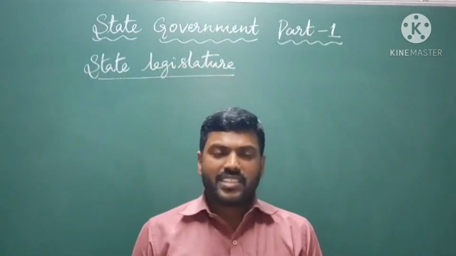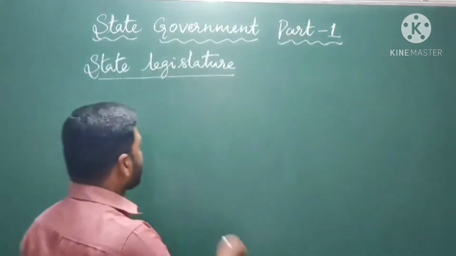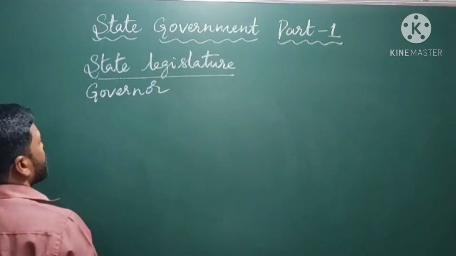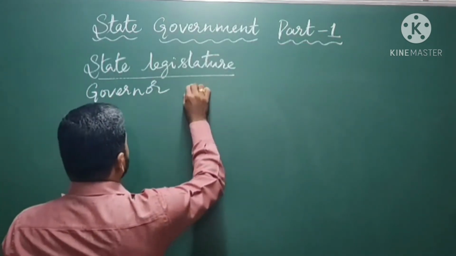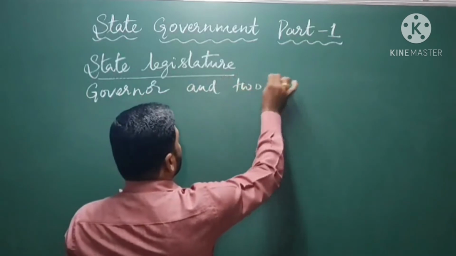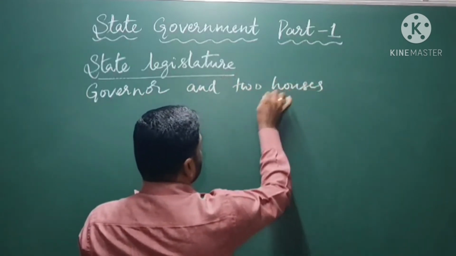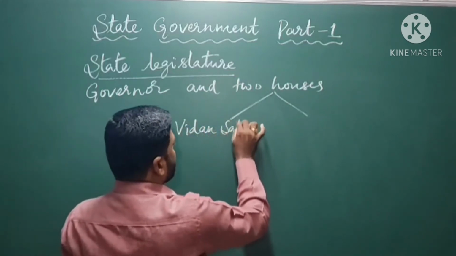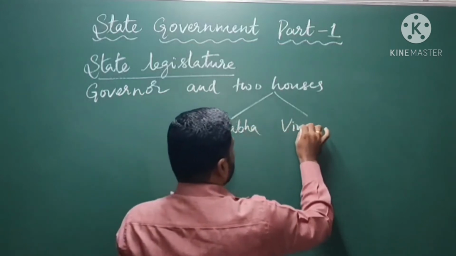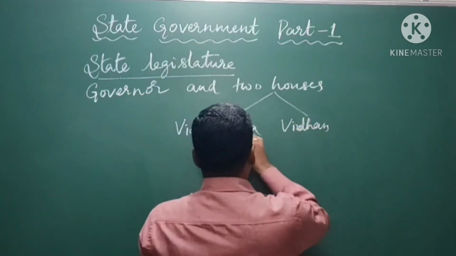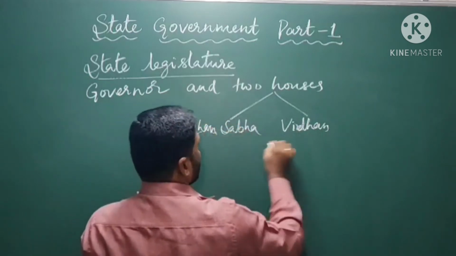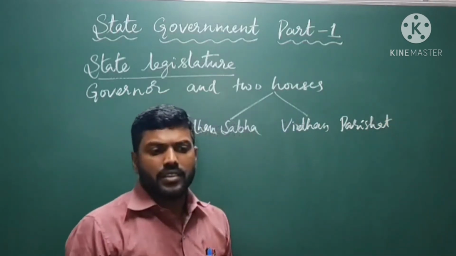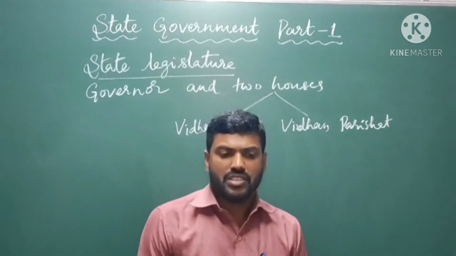The state legislature comprises the governor and two houses. The Karnataka state legislature comprises the governor and two houses. Those two houses are Vidhana Sabha and Vidhana Parishad.